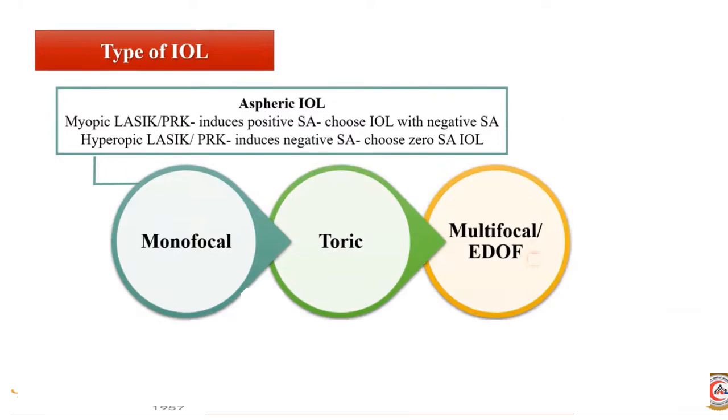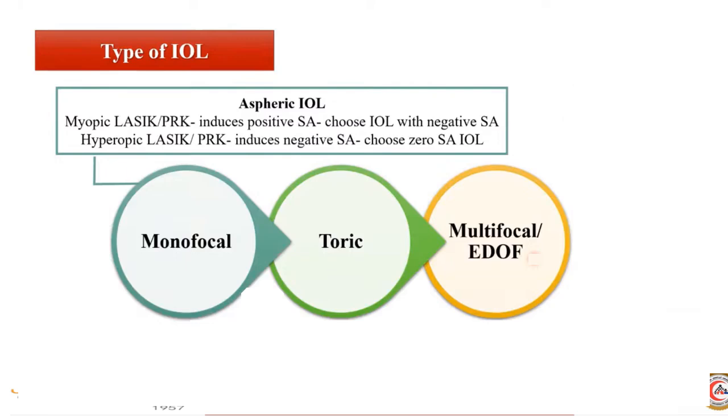Now, the answer to this question is based on the fact that patients with myopic LASIK or PRK ablation will have positive spherical aberrations, and this is induced by the laser ablation. So an ideal choice is an IOL with a negative spherical aberration to compensate for the positive spherical aberrations. However, hypermetropic LASIK ablation already induces a negative spherical aberration, so we can use a zero spherical aberration IOL to keep the patient on the negative side, which is presumed to give a better depth of focus for these patients.